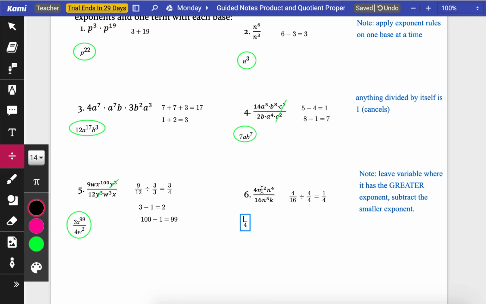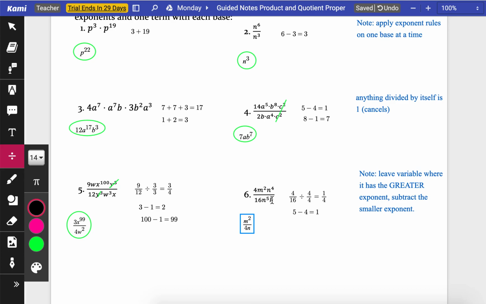There's an m squared in the numerator, and nothing else going on anywhere else. So I'm just going to leave that m squared right as it is. We can't apply any exponent rules. Next I'm going to look at the n's. I'm going to notice that n has a greater exponent in the denominator. So I'm going to leave n in the denominator with an exponent of 5 minus 4, which is 1. So I have n to the first in the denominator, or just n.